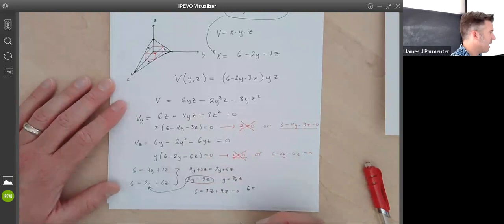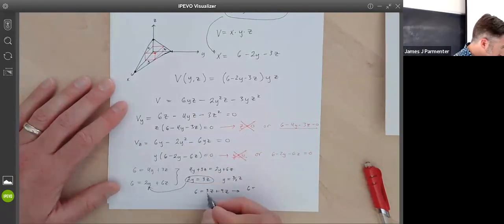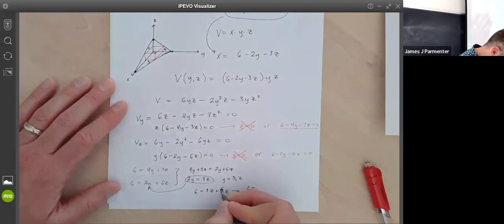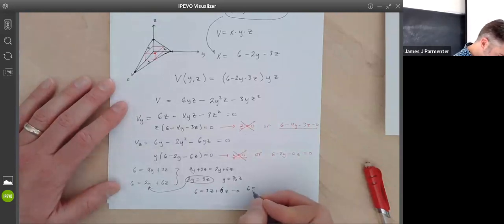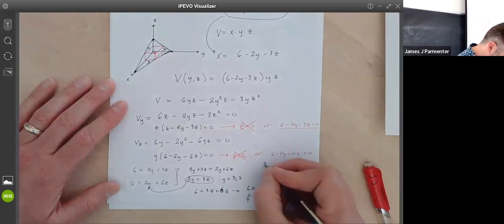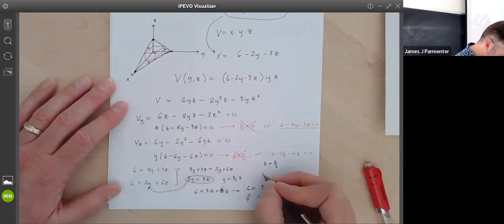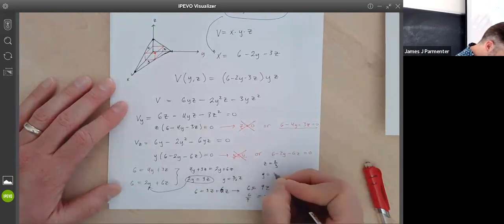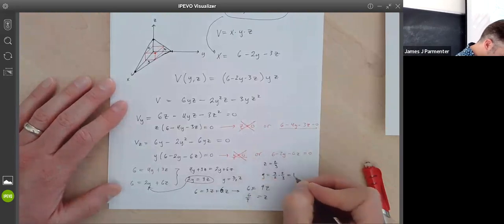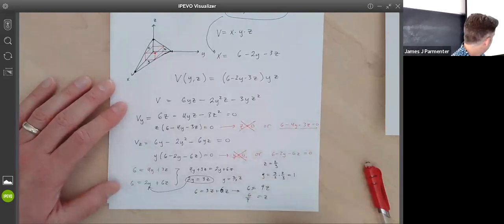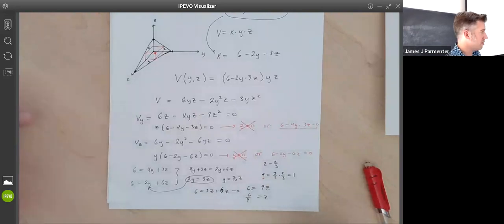I was doing the adding already. 3z plus 6z, so 6 equals 9z. So z equals 6 over 9. So I'm getting z equal to 2/3. And then y is going to equal 3 halves times z, which is going to give me 1.